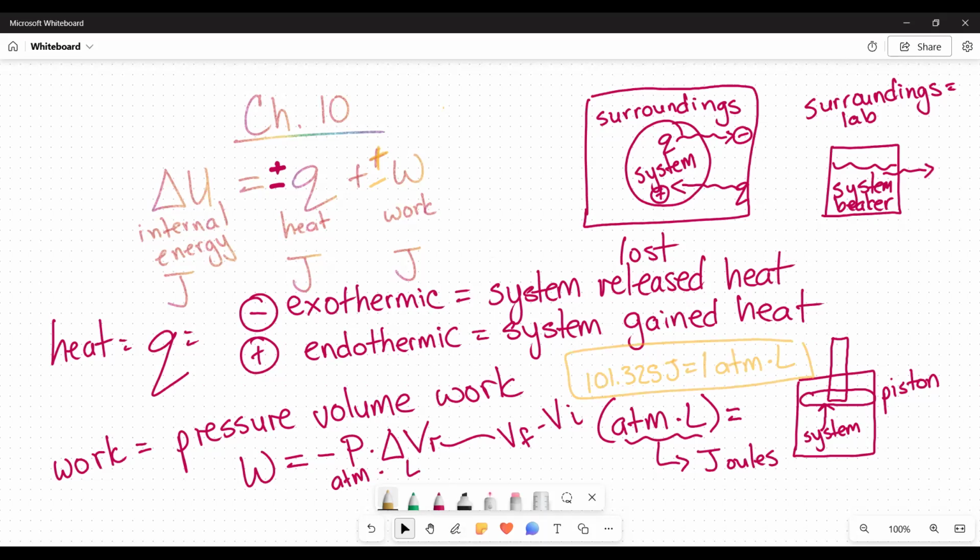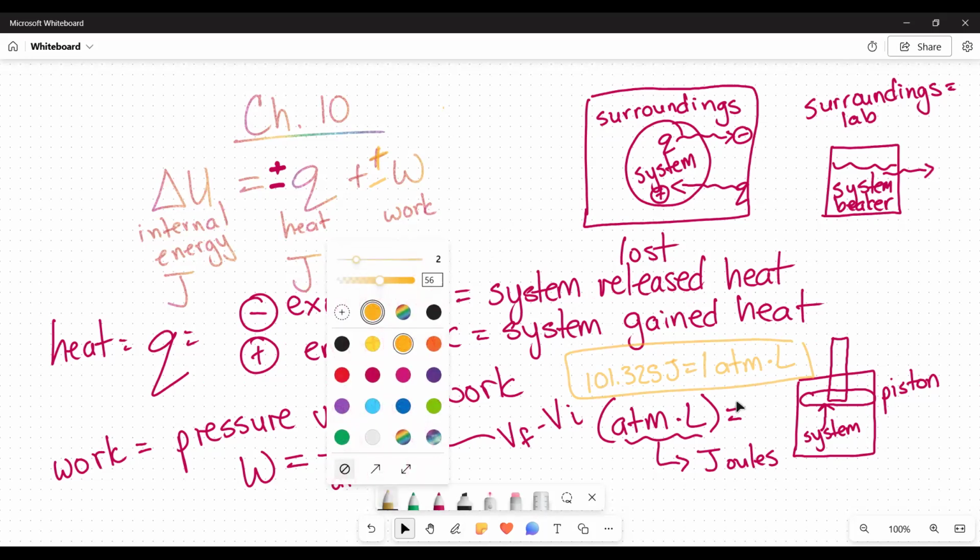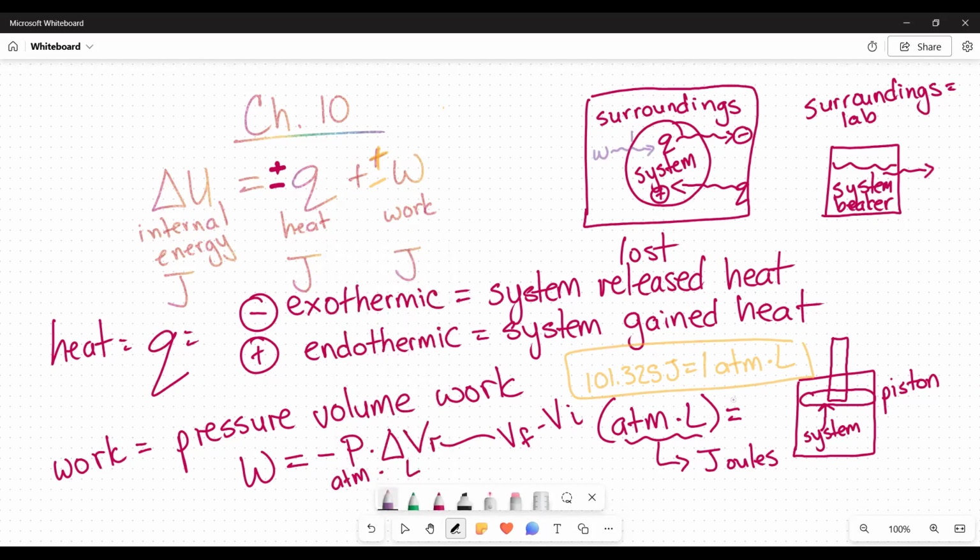Okay, let's talk work. When is work positive and when is work negative? Work is positive when the surroundings do work on the system, and work is negative when the system does work on the surroundings. So when surroundings do work on the system, work is positive. When the system does work on the surroundings, work is negative.